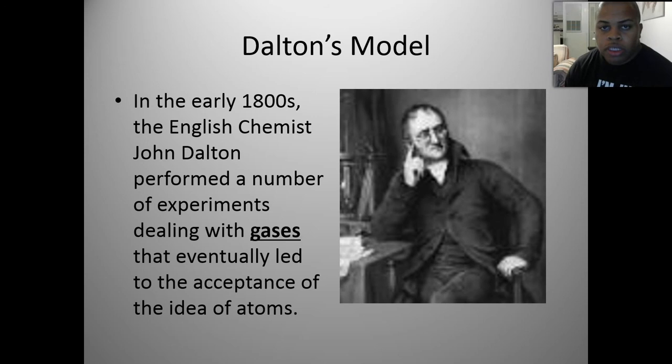Now, into our next model. Now, this is going to be John Dalton. Now, John Dalton did a number of experiments with gases, looking at volumes of gases, how certain gases react when they're contained, and all these different things. But his experiments with gases led to the idea that the atom actually existed. And from this, he came up with what's called Dalton's atomic theory.